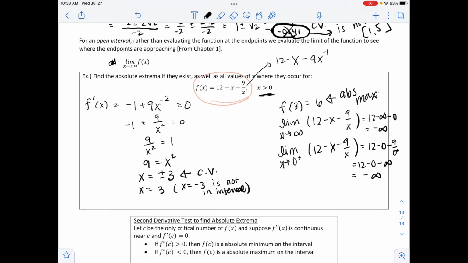And then since both of our end values, as x approaches infinity and as x approaches 0 from the right, both approach negative infinity, so they're going downwards towards negative infinity, that means that there is no absolute min. Remember, infinities don't count. It has to be an absolute maximum point or an absolute minimum point. And so we have an absolute max at (3, 6), and no absolute minimums.